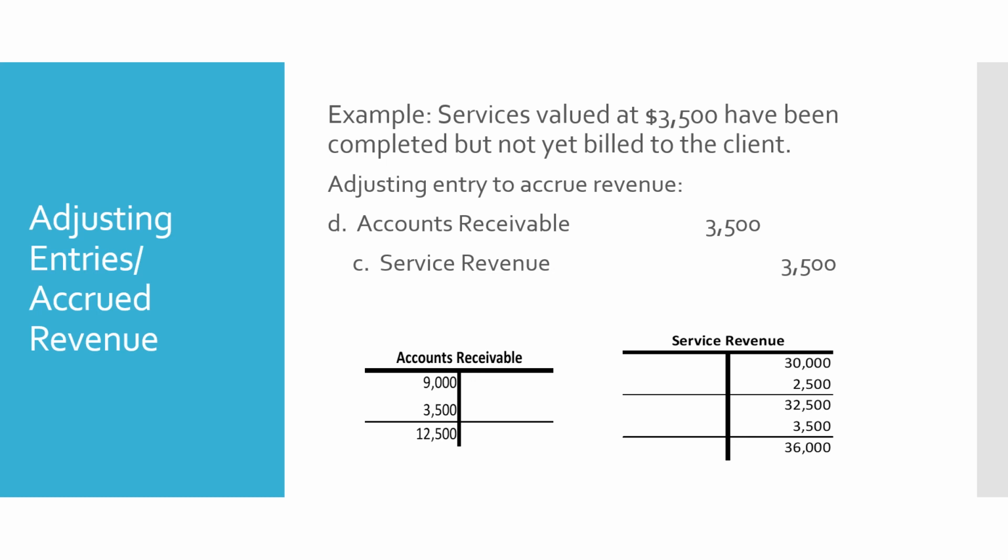The service revenue account on the unadjusted trial balance had a $30,000 balance. We increased that for some unearned revenue that we had earned, and now we're increasing it another $3,500 to reflect the services that we have completed but not yet billed. So the balances on the adjusted trial balance are going to be $7,500 for unearned revenue, $12,500 for accounts receivable, and $36,000 for service revenue.